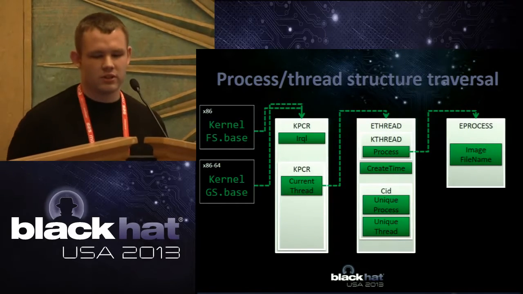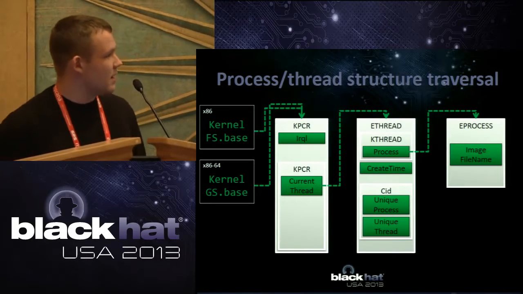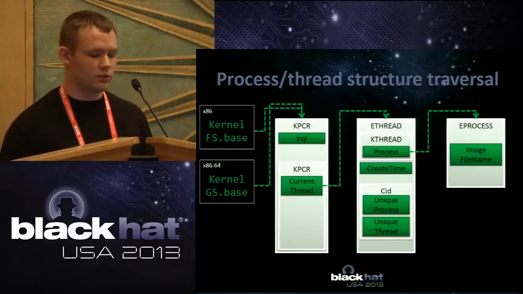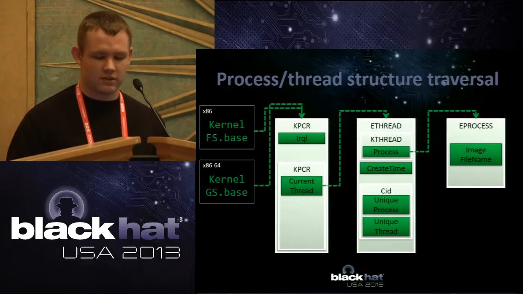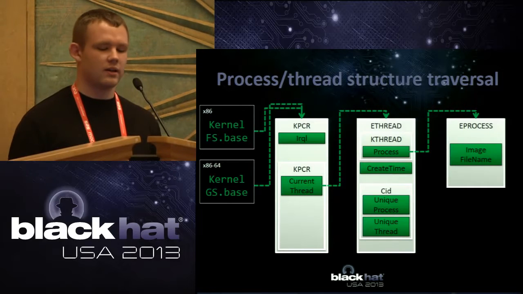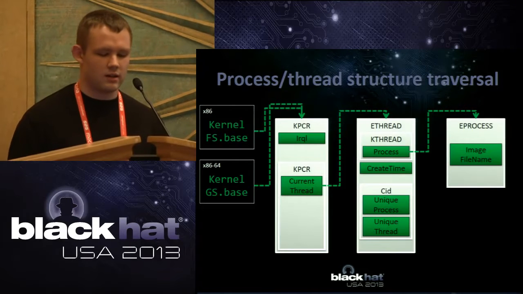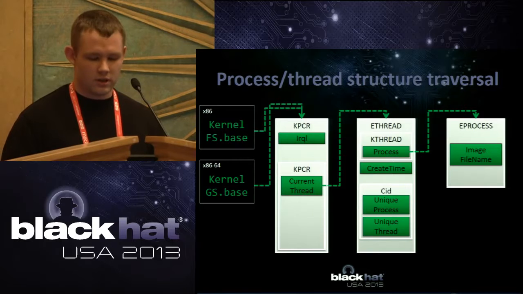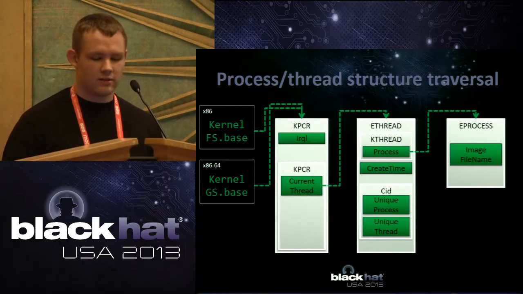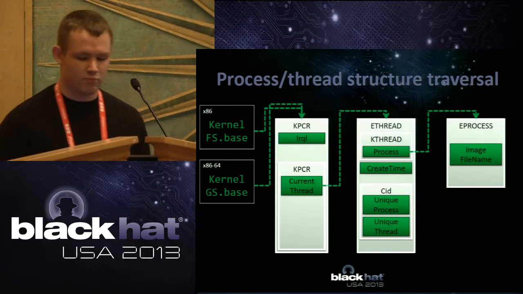Then when it comes to traversing the structures that contain information about threads and processes, it's a little more complicated. As you can see, we basically traverse three structures. First, the KPCR, which contains a pointer to the current thread, which in turn contains a pointer to the current process. And we get the pointer to KPCR using the base address of the FS segment on 32-bit Windows, and the base address of the GS on 64 bits. And then the three structures actually contain all the information that we need, so the IRQL level, the information about the current thread, and the image name of the current process.